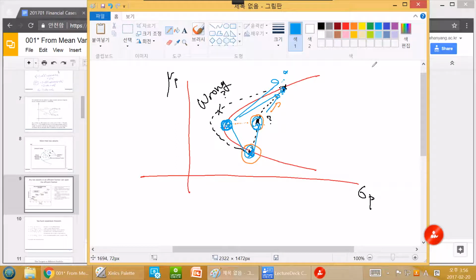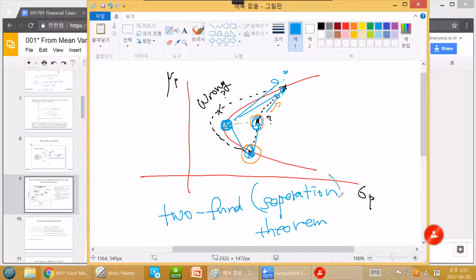Actually, this is called the two-fund separation theorem. In the economy, we don't need multiple assets. We only need two assets. Any two assets in the efficient frontier. With only two assets, we can do the best. So that is the two-fund separation theorem. Very important. Two-fund separation theorem, or sometimes the two-fund theorem. All we need is only two funds.